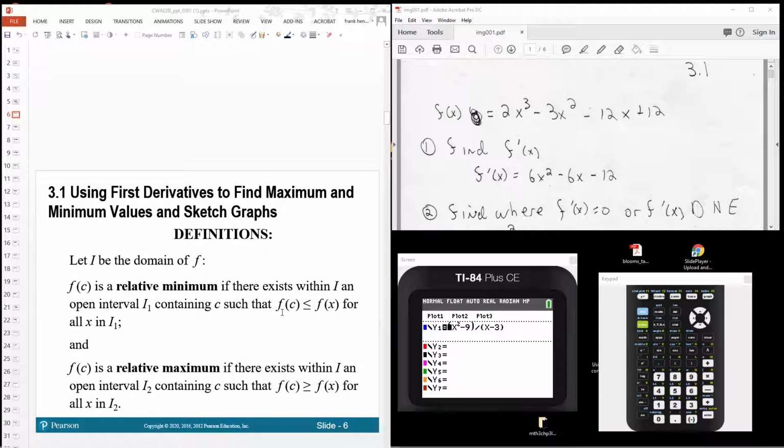Let I be the domain of f. F of c is a relative minimum if there exists within I an interval such that f of c is less than f of x for all x in the interval. It's a maximum if f of c is greater than f of x for all x in the interval. The highest point and the lowest point in the interval.